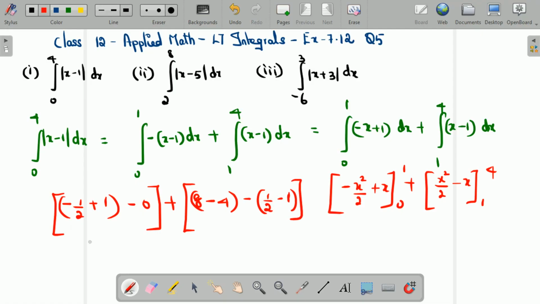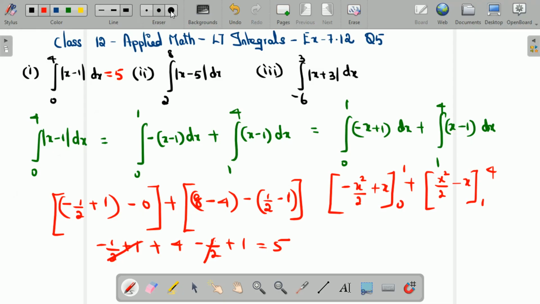So now I'm going to remove the bracket. So this is minus half plus 1 plus 8 minus 4 is 4. Then there is a minus half, there is a plus 1. Minus half and minus half is minus 1. I'm cancelling it out with another plus 1. So what is remaining is 4 plus 1, which is equal to 5. So the value of the first integration is 5.